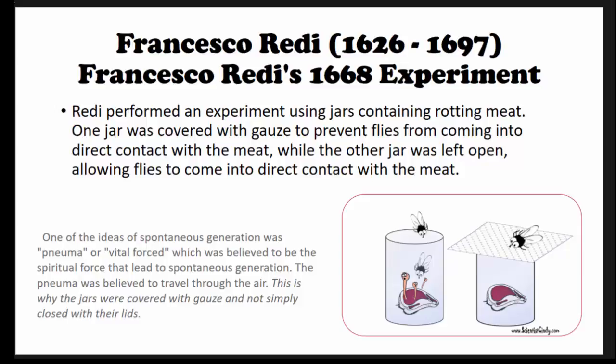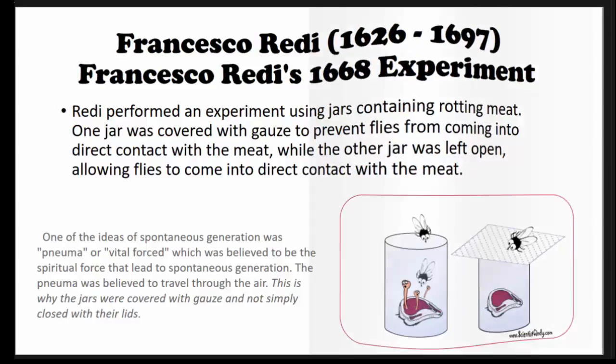Redi performed an experiment using jars containing rotting meat. One jar was covered with gauze to prevent flies from coming into direct contact with the meat, while the other jar was left open, allowing flies to come into direct contact with the meat. One of the ideas of spontaneous generation was this pneuma or vital force, which was believed to be the spiritual force that led to spontaneous generation. The pneuma was believed to travel through the air. This is why the jars were covered with gauze and not simply closed tight with lids.